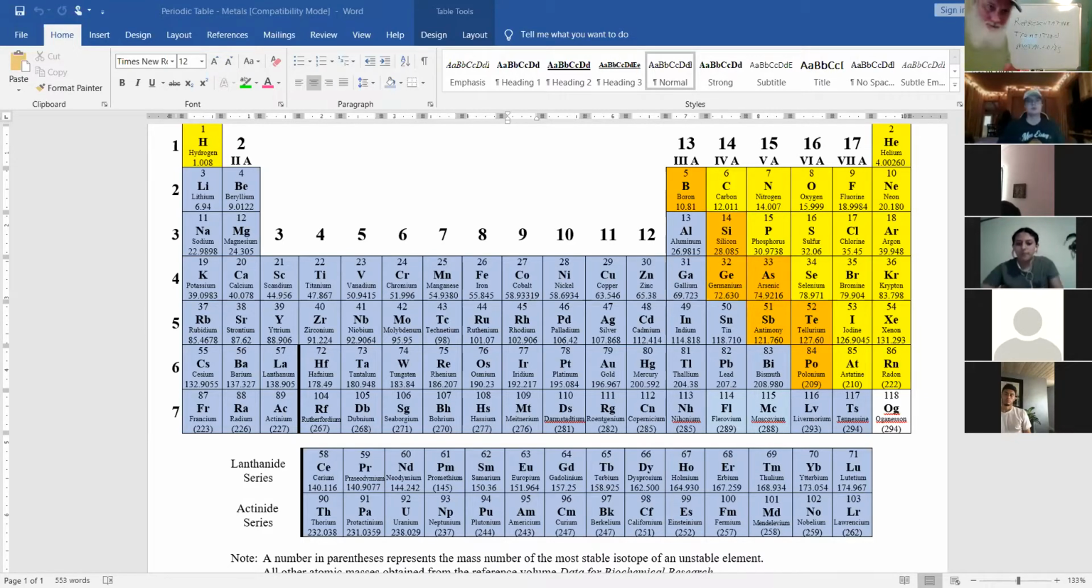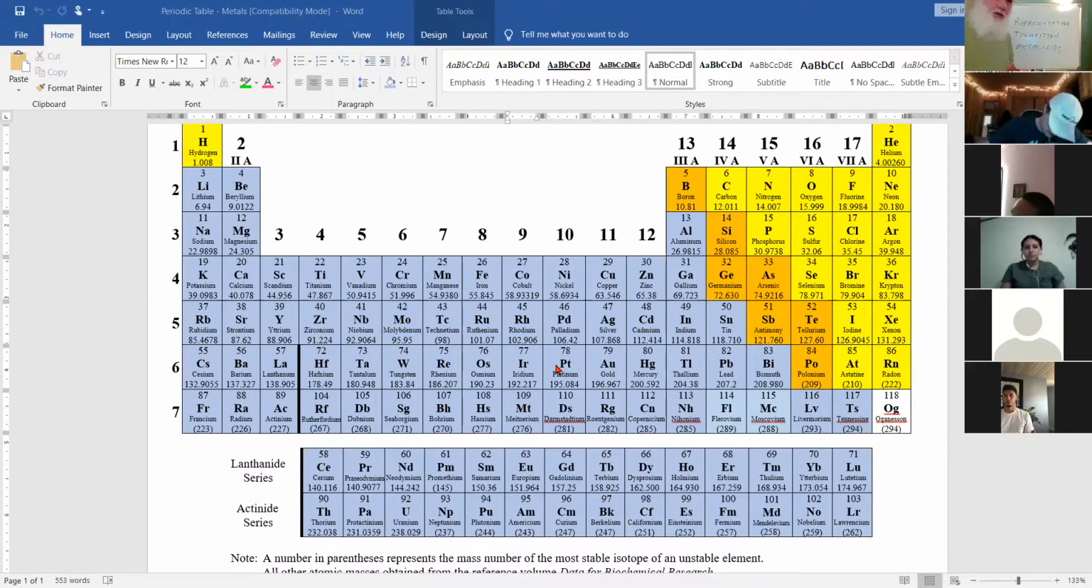Notice down the left-hand side of the periodic table, we have the Arabic numerals 1 through 7, right? And these correspond to the rows on the periodic table. So every element is in a row, 1 through 7. The rows are actually called periods. Right, so every element has a period number, 1 through 7.